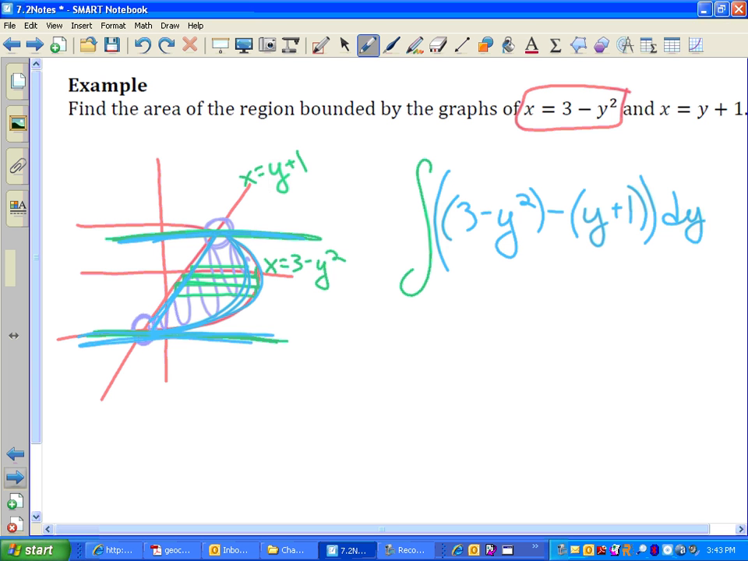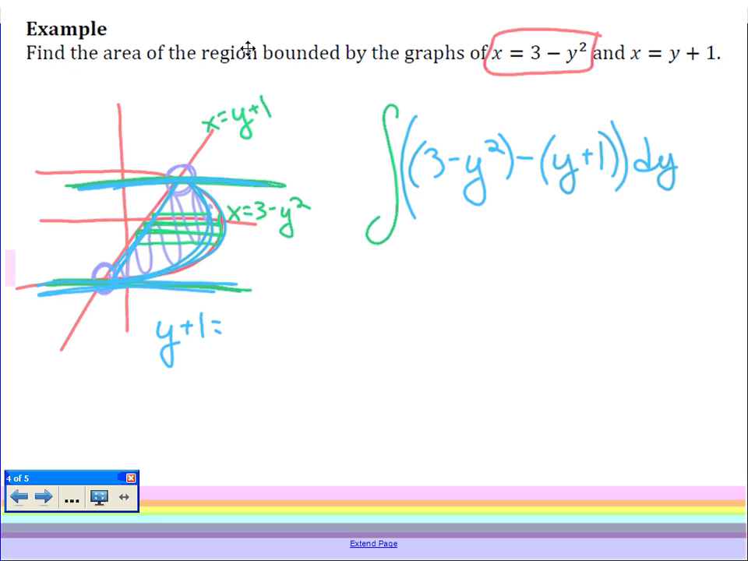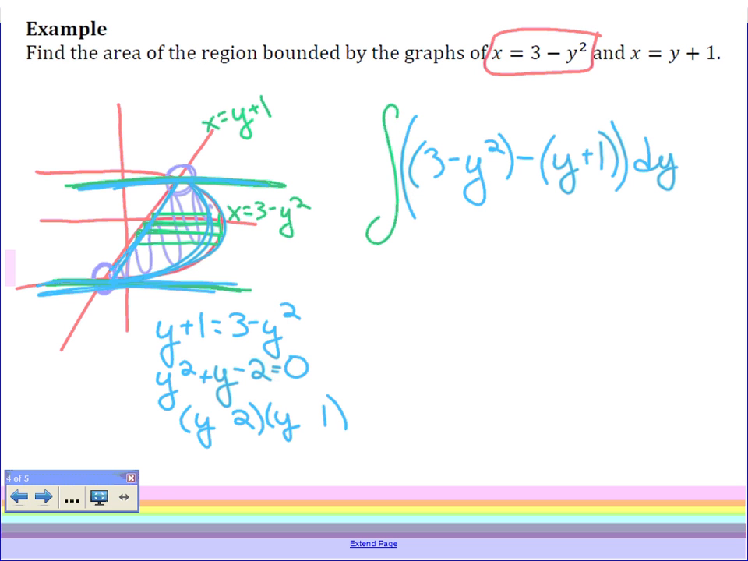So just like before, I need to set the functions equal to one another, and now I'm solving for y instead of solving for x. So they're both set equal to x. Perfect. So I'll set the rest of the function equal to one another. Y plus 1 equals 3 minus y squared. Bring the y squared over here, plus y minus 3, so that gives me y squared plus y minus 2 equals 0. Factoring, y equals negative 2 and y equals positive 1. So this must be y equals positive 1, and this must be y equals negative 2. Okay, so now I'm just going to integrate between negative 2 and 1.